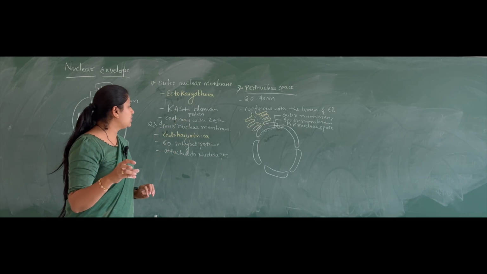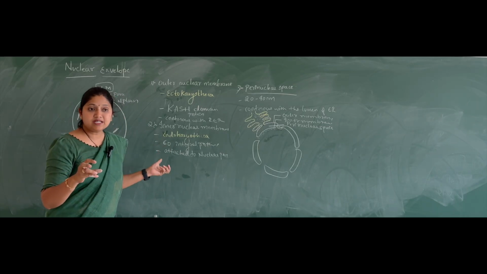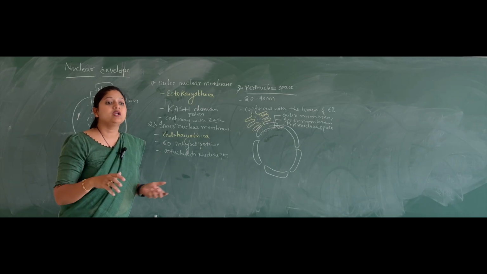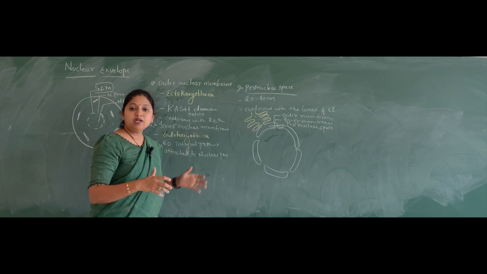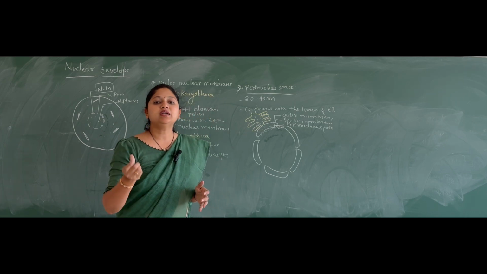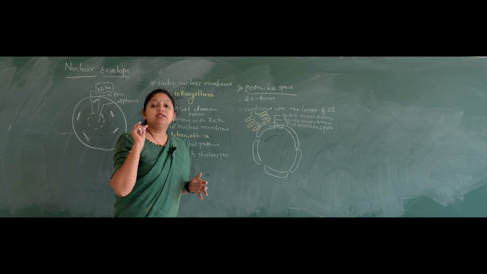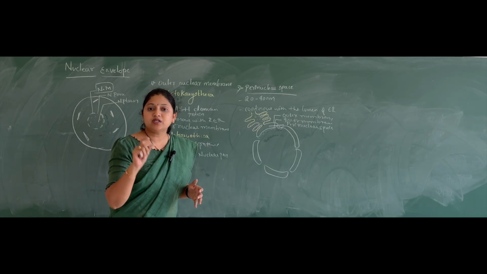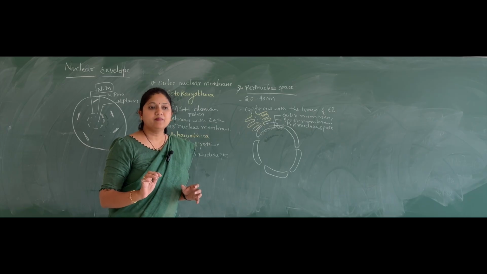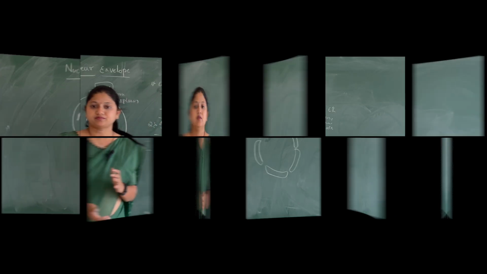Coming to the inner nuclear membrane, it is attached to the nuclear lamina as well as the nuclear pore complex. The perinuclear space is the space between the outer and the inner nuclear membranes, and this space is continuous with the lumen of the endoplasmic reticulum. Okay? Yes, copy it down.